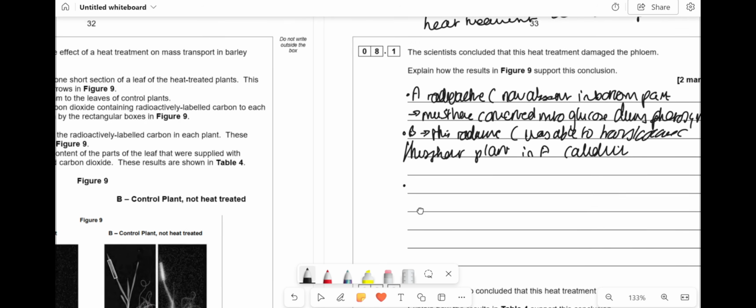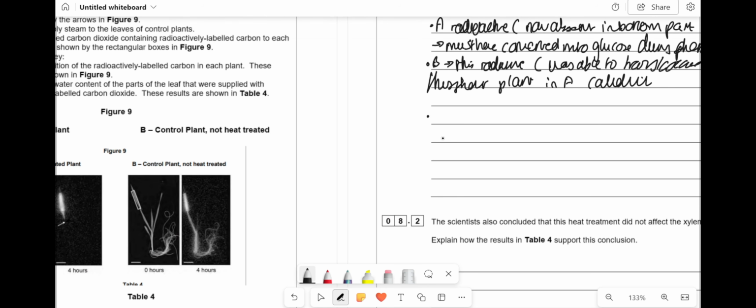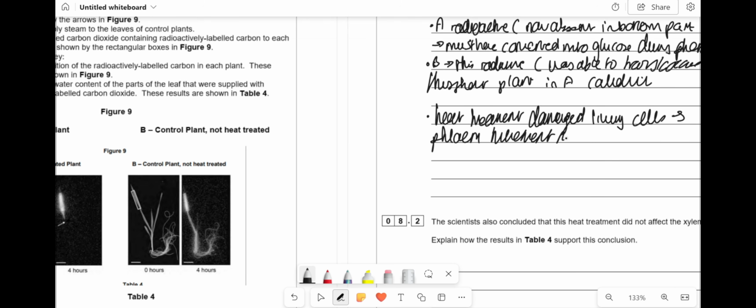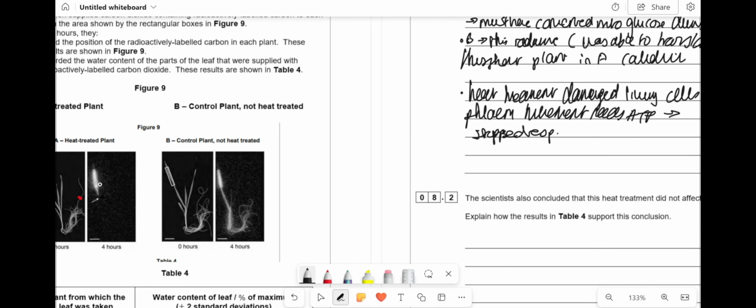And you need to think, well, why is that a problem? Well, it must be because the heat treatment damaged, for example, companion cells, all that kind of stuff. So living cells, because remember, phloem requires companion cells to do active transport. The phloem movement needs ATP. So what might have happened is that this heat treatment might have stopped respiration, because that requires enzymes, and it wasn't able to make ATP, and it's all stuck there.